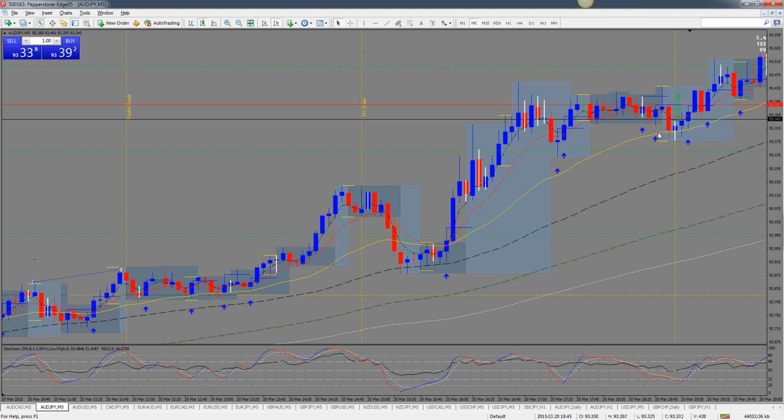But here we had an entry. You could have taken it on this one here. But if you look at that, it is a bit of a riskier trade because your stock is going down. Yes, you'd have had your 3, but your stock here is going down.